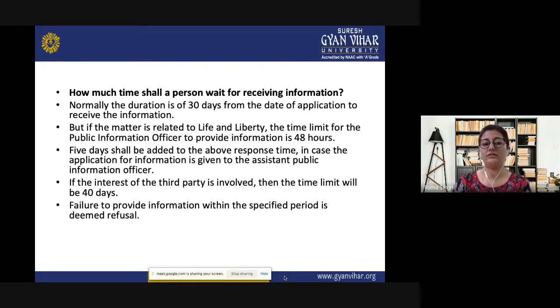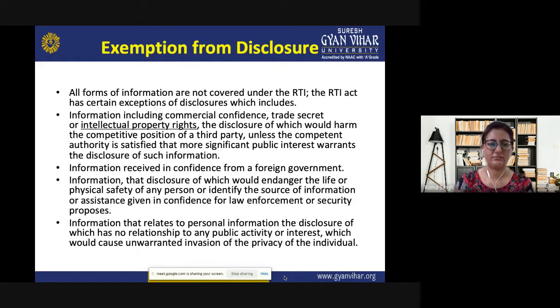But if the matter is related to life and liberty, this we have to notice, the time limit for the Public Information Officer to provide information is only 48 hours. 5 days shall be added to the above response time in case the application for information has been given to the Assistant Public Information Officer. If the interest of the third party is involved, then the time limit will be 40 days. These are conditions we should be aware of. And failure to provide information within the specified period is deemed the refusal to provide the information to the applicant.